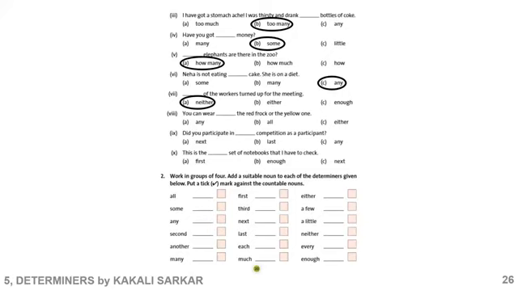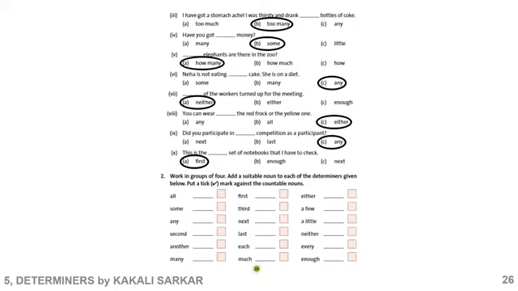You can wear dash the red frock or the yellow one. Here options are given, two options, so you have to choose one. So either is the correct option. You can wear either the red frock or the yellow one. Next one, did you participate in any competition as a participant? This is the dash set of notebooks that I have to check. First, no, first set, enough, and next. First set is the correct option. So this has been completed.